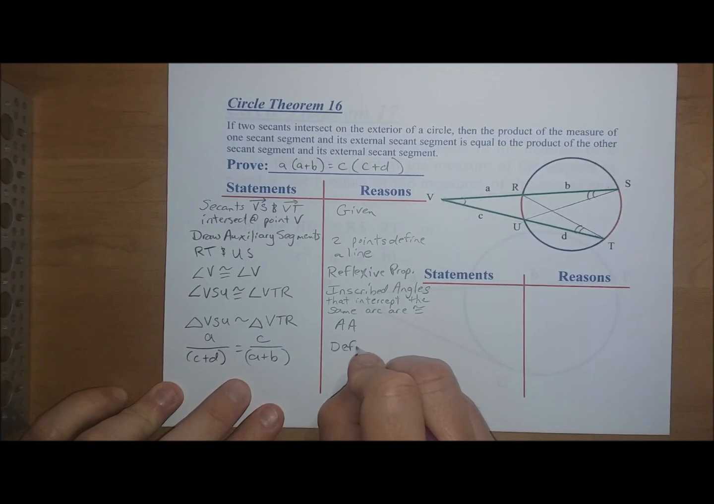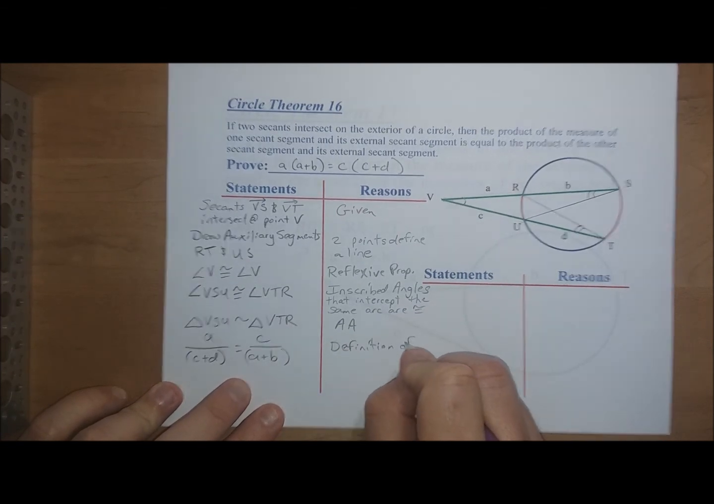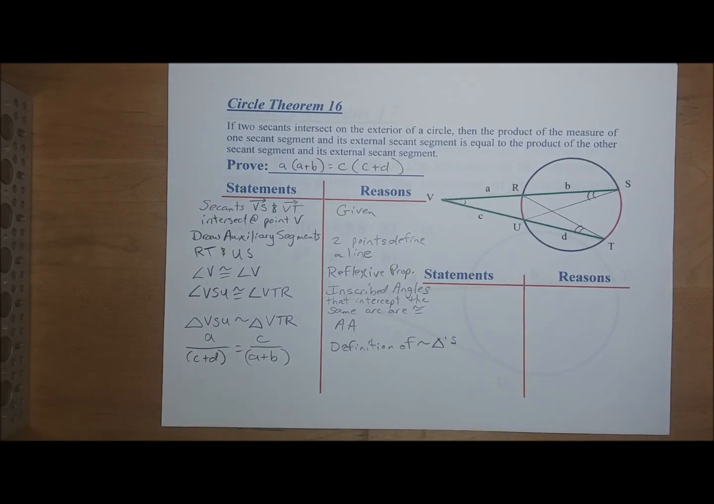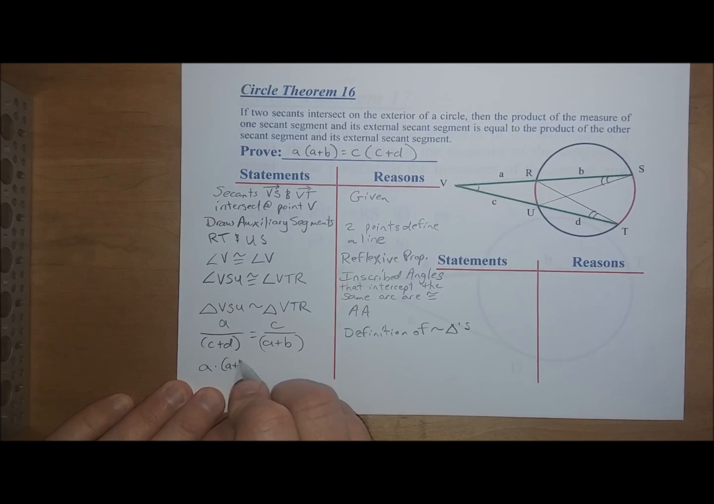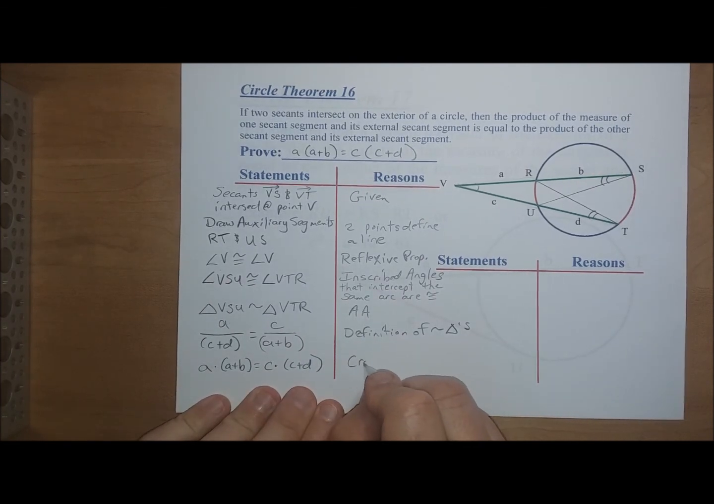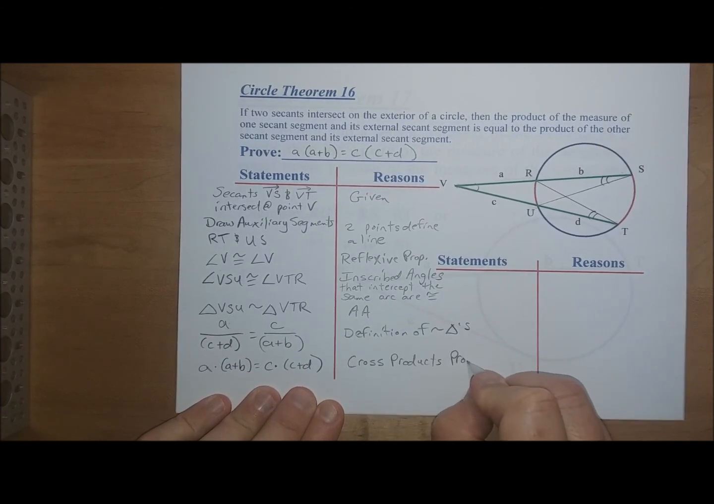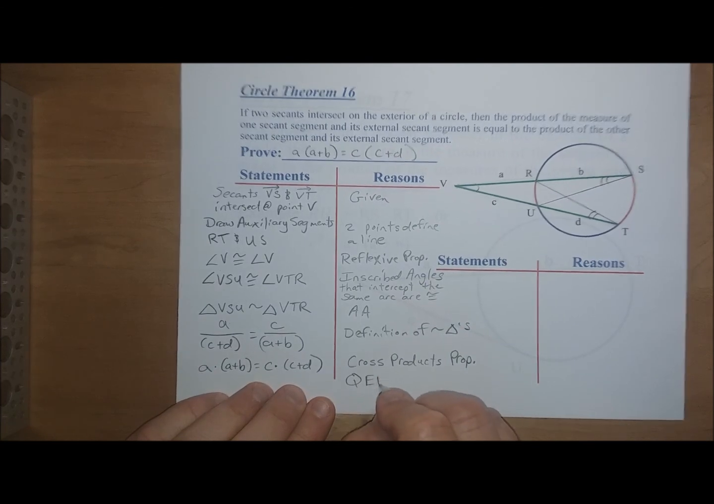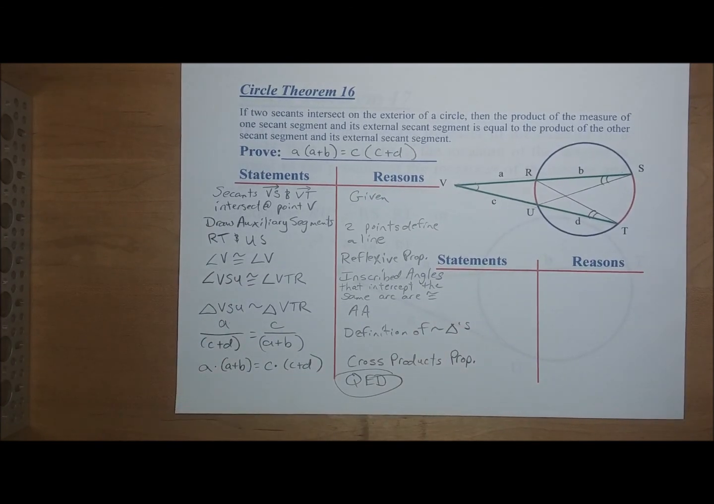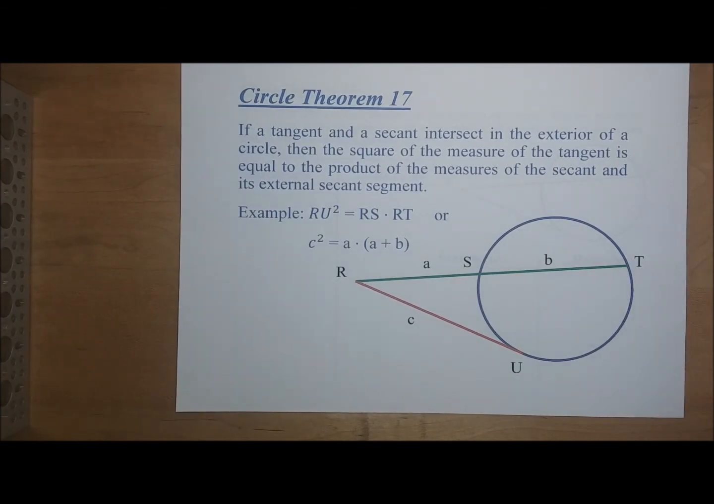Okay, how do we know this? That's our definition of similar triangles. And from that, could I conclude that A times this quantity, A plus B, must equal C times this quantity, C plus D? Yes, I can, because that is our cross products property of proportions. Is that what we were asked to prove? Indeed it is. Have we arrived at our destination? QED.